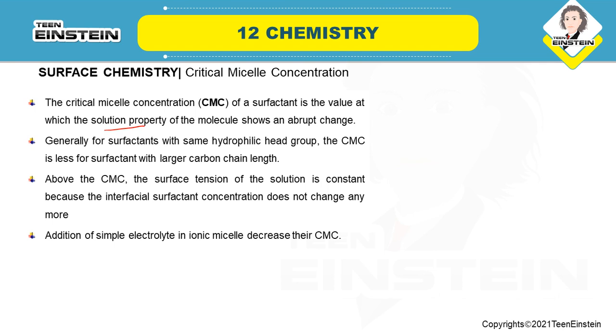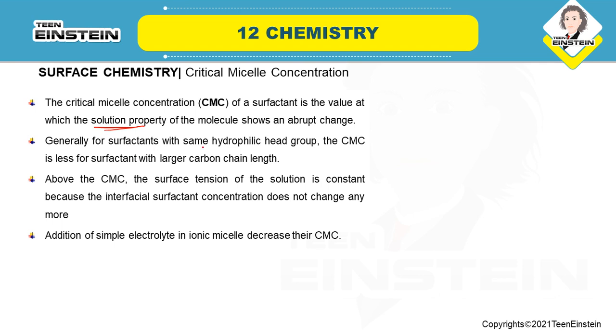At this concentration, there will be an abrupt change in the physical properties of the solution. Now why this abrupt change? Because above CMC there will be only aggregated large particles of colloids, that is the micelles, but below CMC there are no micelles. So as there is a different size of particles below CMC and above CMC, that is the reason there will be an abrupt change.